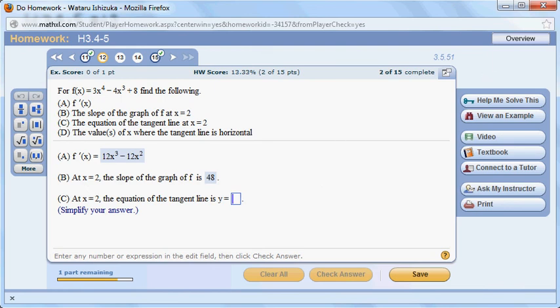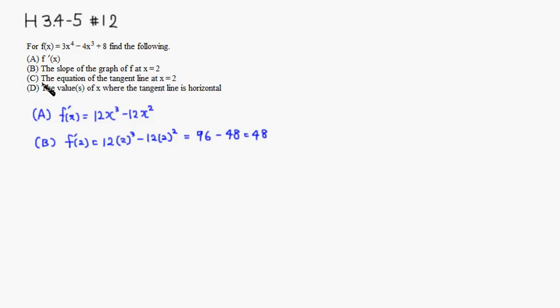All right, then we want to find the equation of the tangent line. So it's part C. Always look for two things. The first thing is the point. So I'm going to call it x1 comma y1. The x value is 2. Then we just have to find the corresponding y value, which is going to be f of 2.